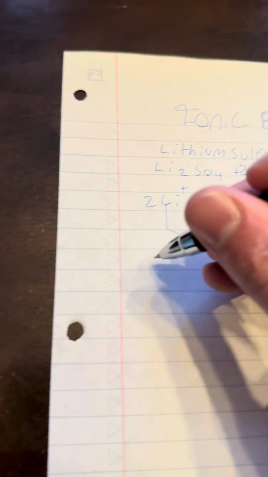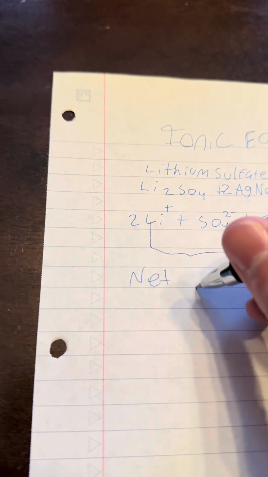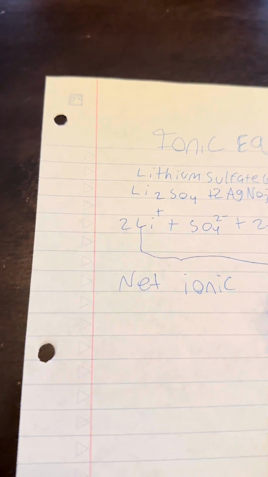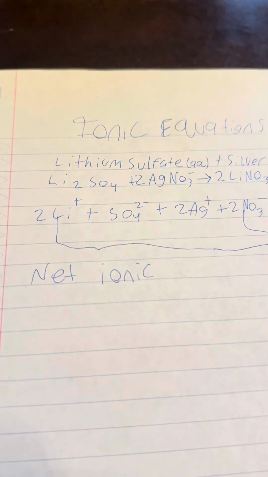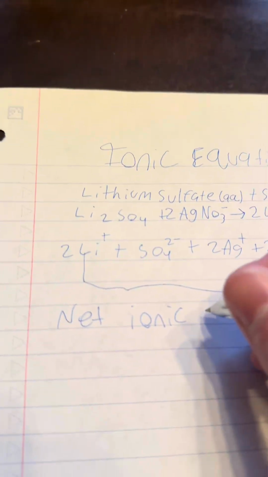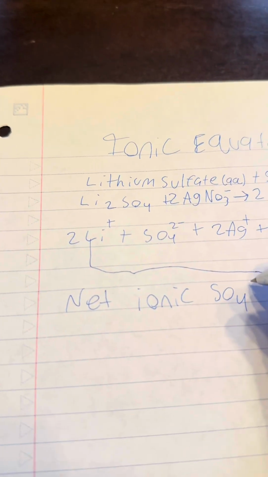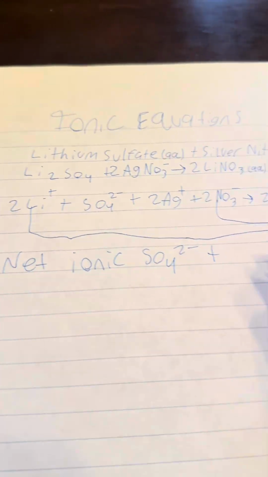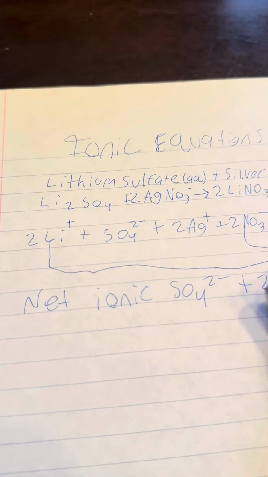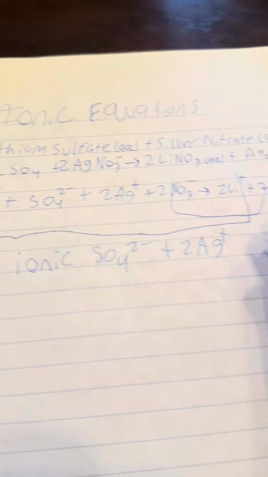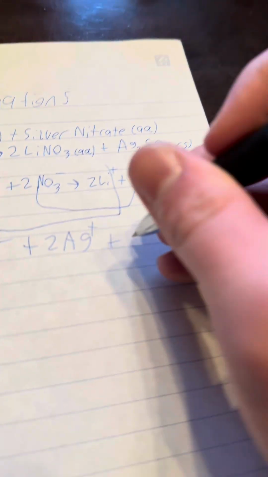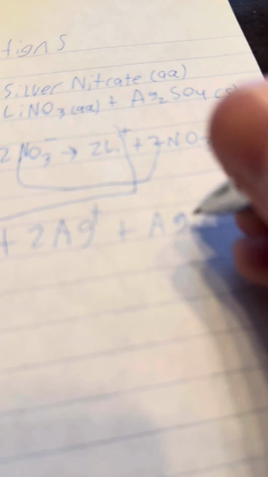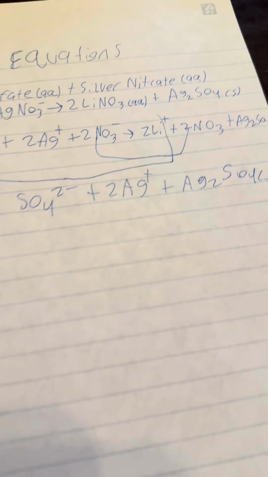So now our net ionic is going to be whatever we have left over. So it's SO4 2 minus, plus 2 Ag plus yields Ag2SO4, which is a solid. And that is how you do ionic equations.